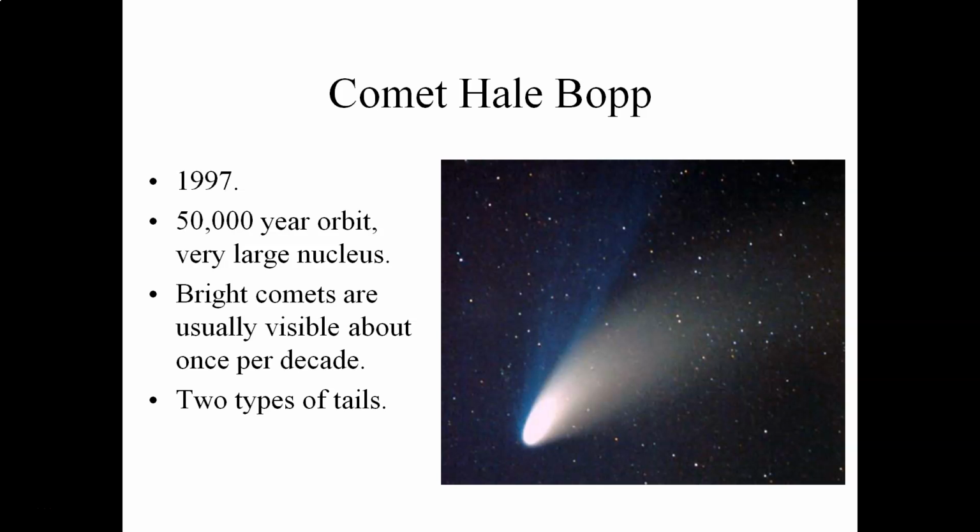One of the most spectacular comets of the last few decades passed in the inner portion of the solar system in 1997. This is Comet Hale-Bopp. It has an orbit in the neighborhood of 50,000 years, so it's a long period comet. It's an Oort cloud object, and the nucleus itself of the comet is quite large. It's in the neighborhood of 100 kilometers wide or so. Bright comets, by the way, are usually visible about once per decade.